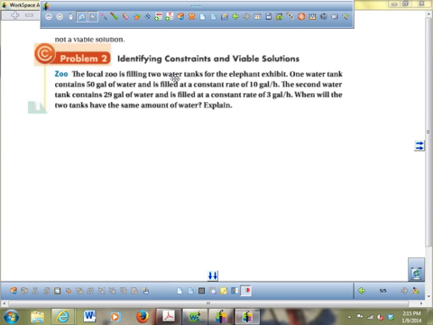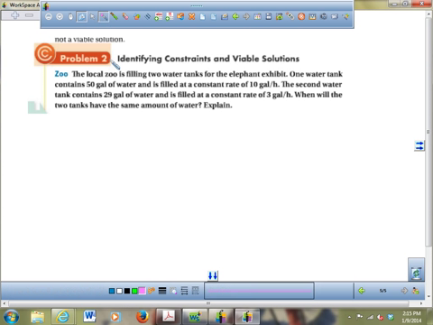The local zoo is filling two water tanks for the elephant exhibit. One water tank contains 50 gallons of water and is filled at a constant rate of 10 gallons per hour. The second water tank contains 29 gallons of water and is filled at a constant rate of 3 gallons an hour. When will the two tanks have the same amount of water?